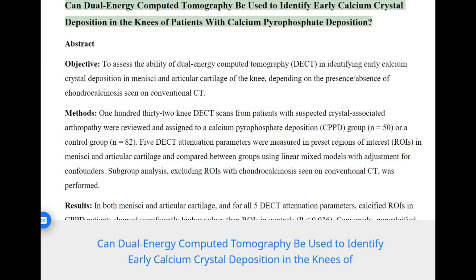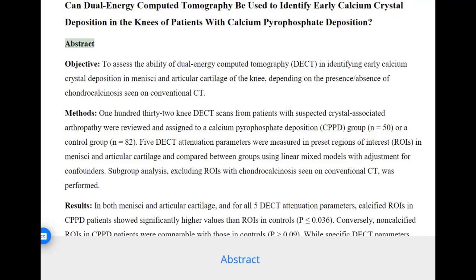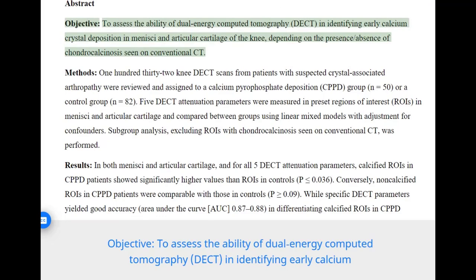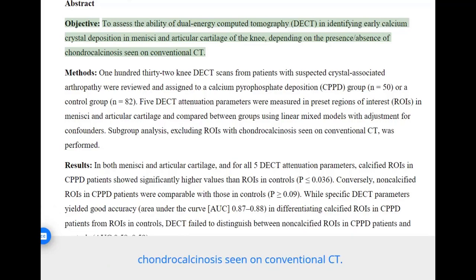Can dual-energy computed tomography be used to identify early calcium crystal deposition in the knees of patients with calcium pyrophosphate deposition? Abstract. Objective: to assess the ability of dual-energy computed tomography, DECT, in identifying early calcium crystal deposition in menisci and articular cartilage of the knee, depending on the presence or absence of chondrocalcinosis seen on conventional CT.